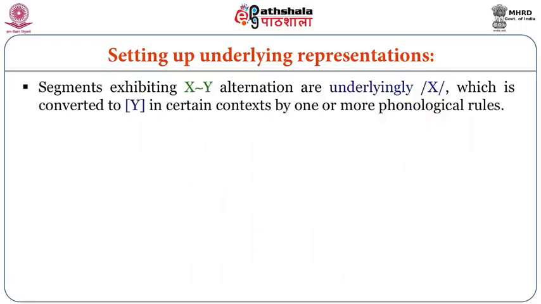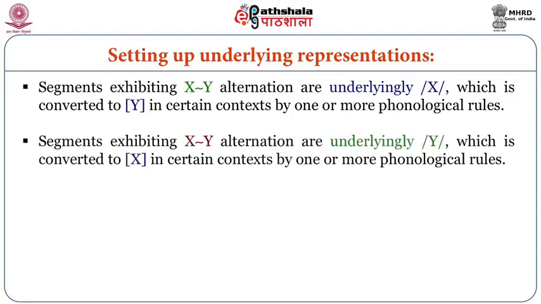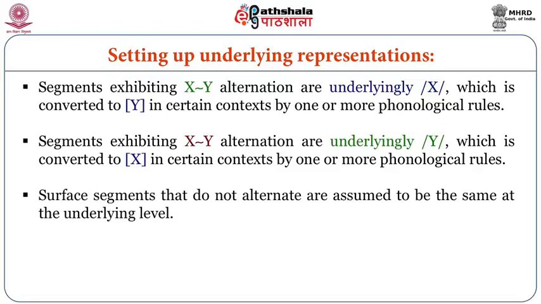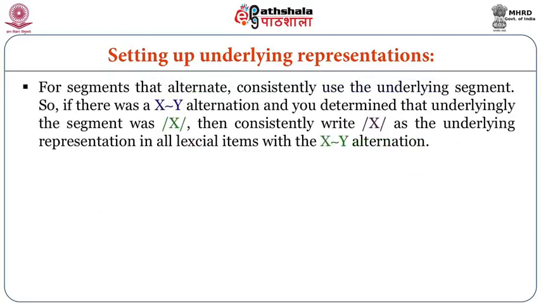Number 1. Segments exhibiting X to Y alternation are underlyingly X, which is converted to Y in certain contexts by one or more phonological rules. Then segments exhibiting Y to X alternation are underlyingly Y, which is converted to X in certain contexts by one or more phonological rules. Then we have surface segments that do not alternate, which are assumed to be the same at the underlying level. For segments that alternate consistently, use the underlying segment.